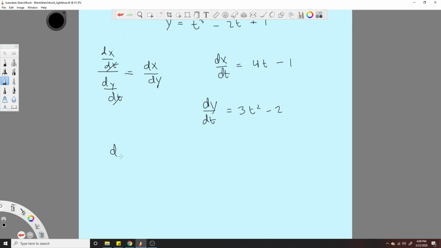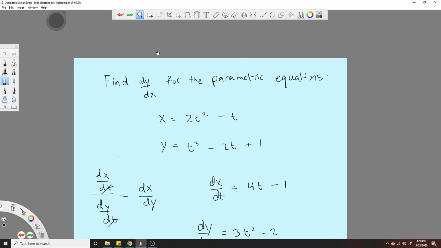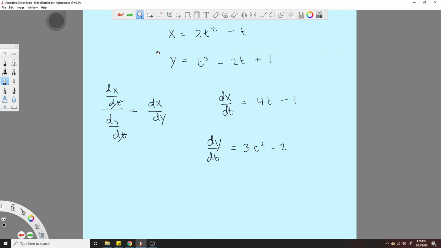So, oh, that's dx/dy. You want dy/dx. Well, this is a little bit wrong. You just have to switch these around. Since we want dy/dx, you would have dy/dt over dx/dt.